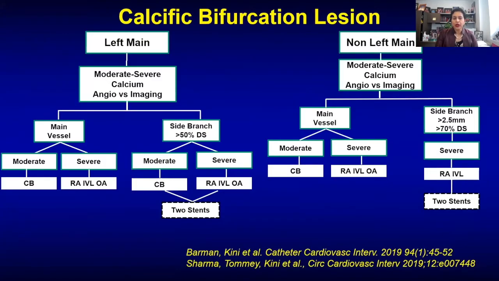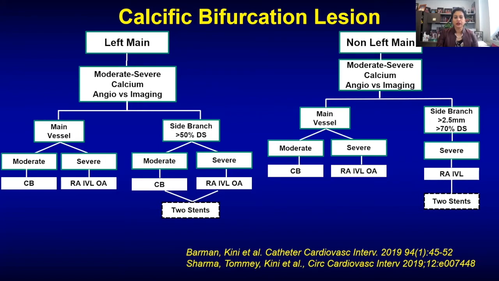So just to see how we can take care of this calcific bifurcation lesion, we always decide whether it is left main or non-left main, and the decision about calcium can be made based on angiography or imaging. If in the main vessel of the left main you have moderate calcium, consider just a cutting balloon; with severe calcium, you can decide on any kind of atherectomy that you want to do. If the side branch, which is usually the large vessel circumflex or LAD, has moderate calcium, you can do a cutting balloon and, if it has a significant lesion, do a 2-stent technique.